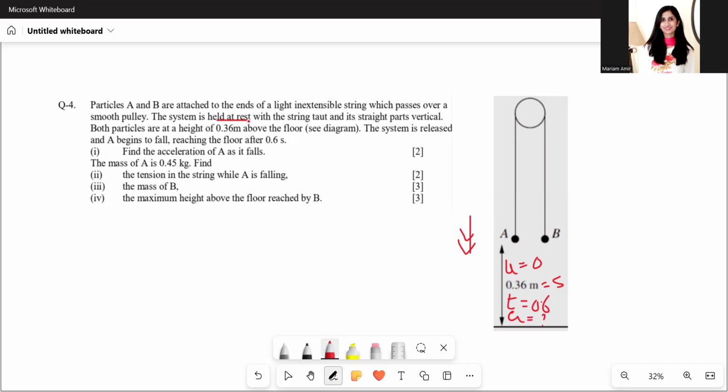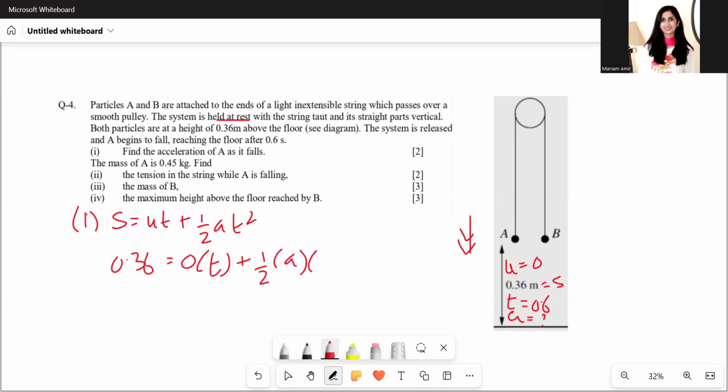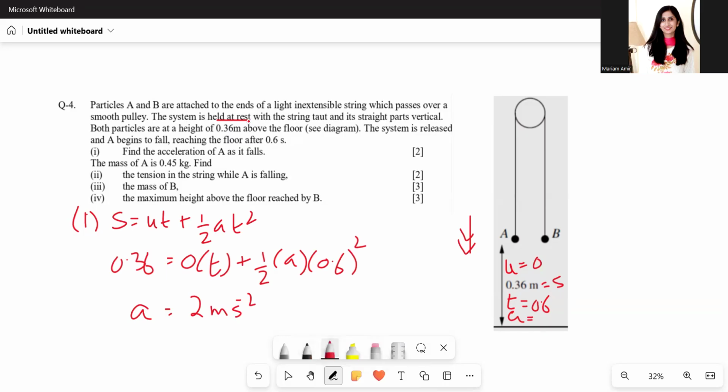S equals UT plus half AT squared. 0.36 equals 0t plus half a t squared. Solve this and this should give you the value of a. This gives a equals 2 meters per second squared. So a comes out to be 2.